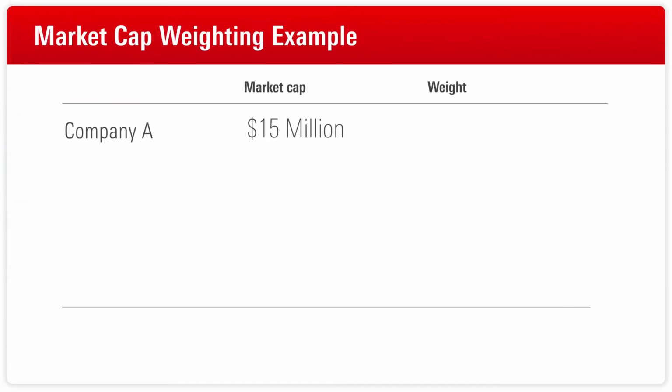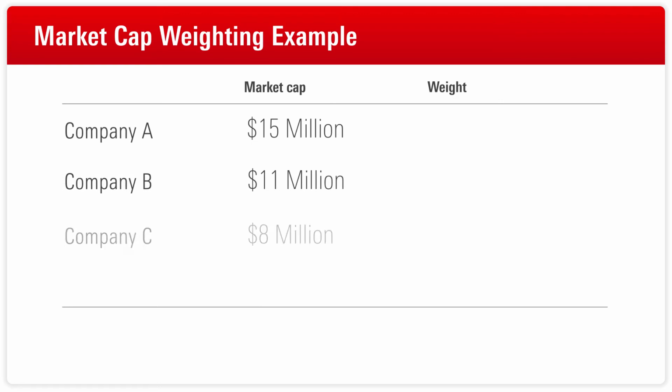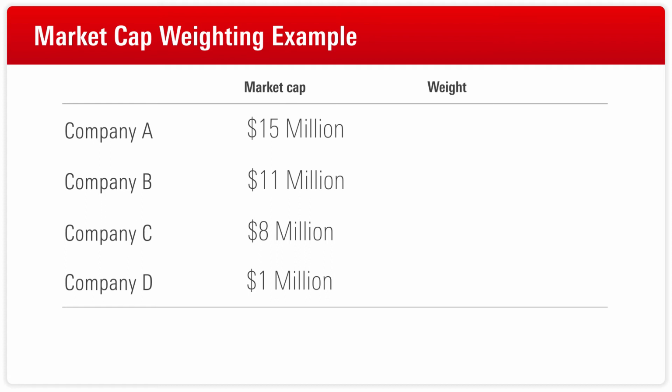Let's look at a simple example. Let's say an index contains 4 stocks. Company A has a market capitalization of $15 million, Company B has $11 million, Company C $8 million, and Company D has a market cap of $1 million.